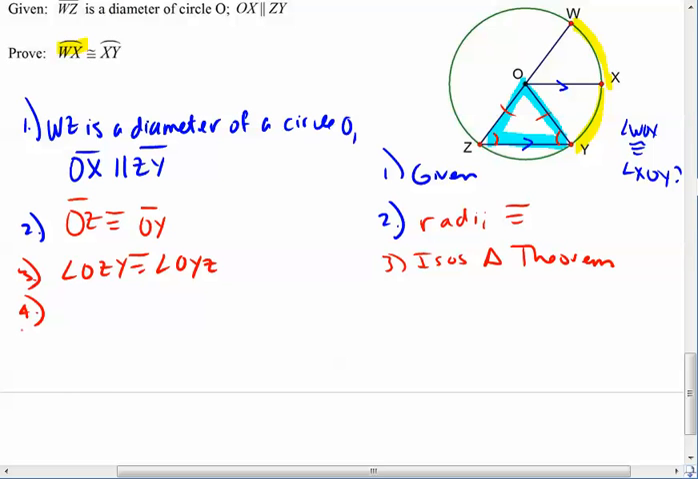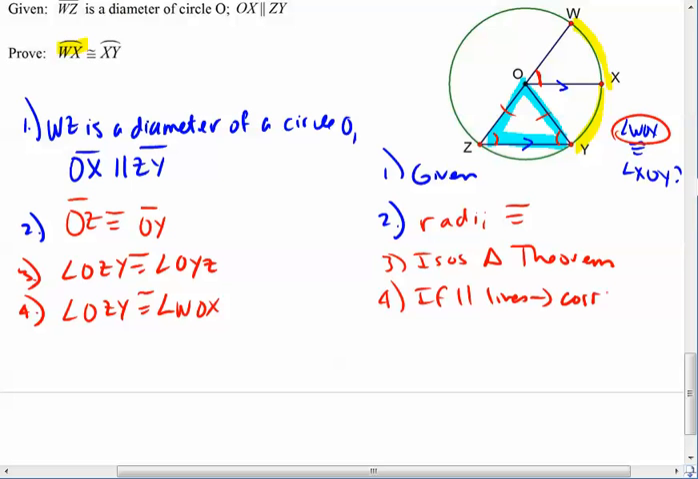Now, what can I do with that? Well, remember, I have parallel lines here. So for instance, I see OZY corresponding to one of the central angles that I'd really like to prove congruent. So let's say that angle OZY is congruent to angle WOX, because if parallel lines, then corresponding angles are congruent.